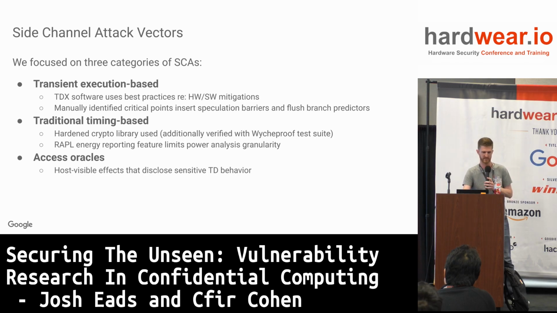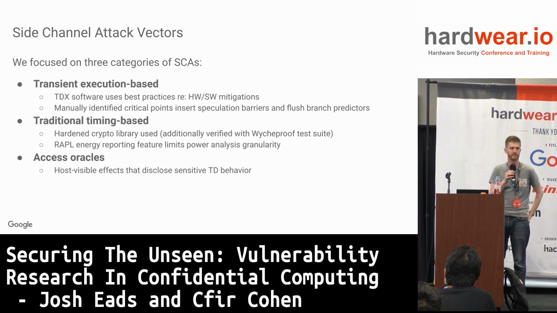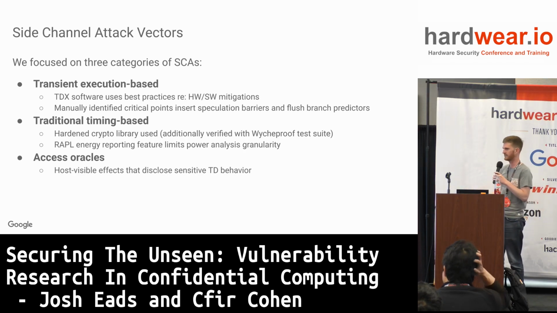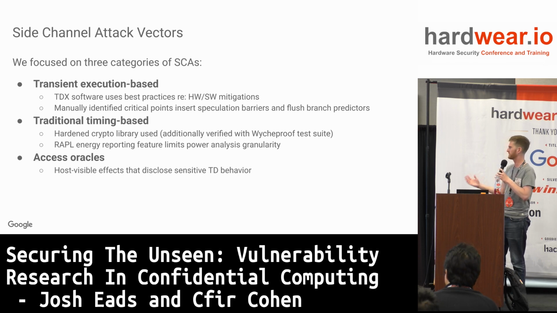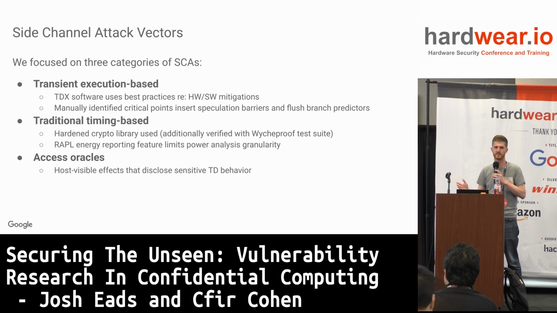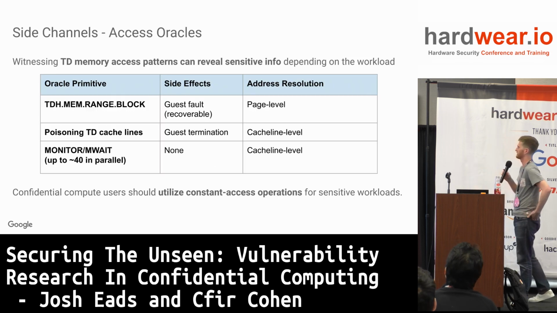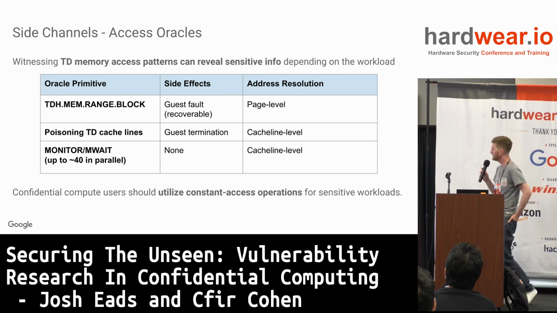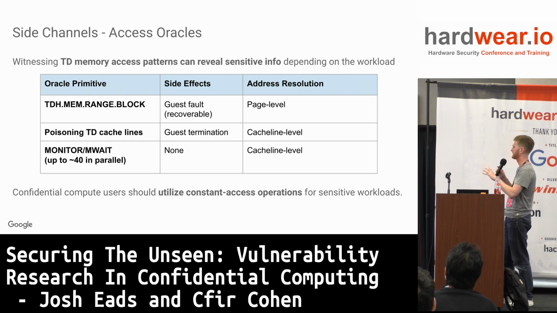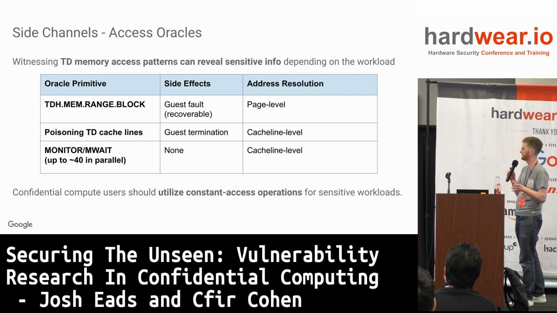I think Cfir mentioned this as well. These are host visible effects that disclose some information about the TDs. And in the case of confidential compute, any information about the confidential VMs that leaks is even more important than normal, right? These are supposed to be completely opaque VMs, and nothing comes out. So we had 3 different access oracles that I'll talk about here. They have different effects and different resolution, right? And they have different ways of going about this.